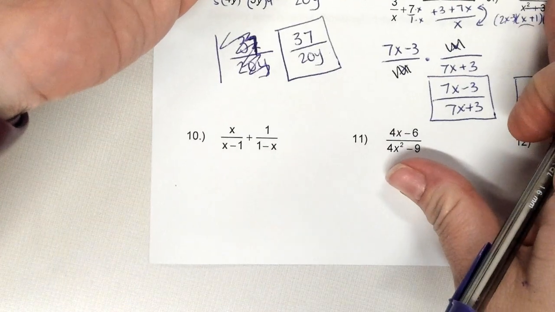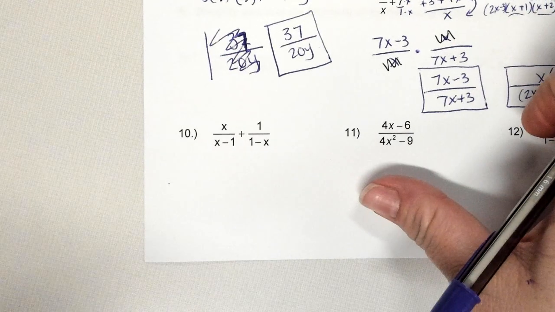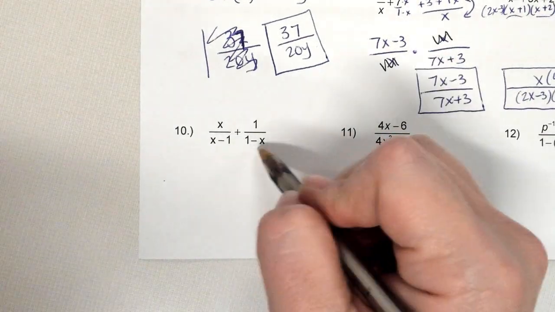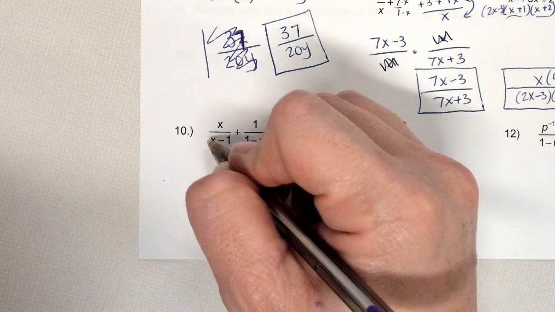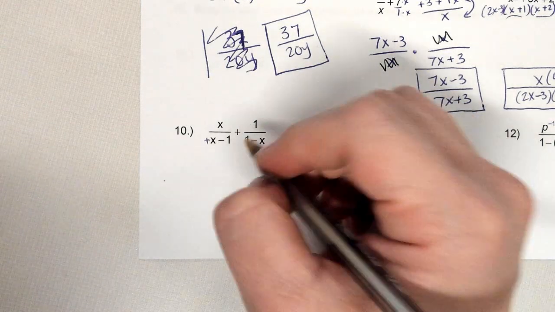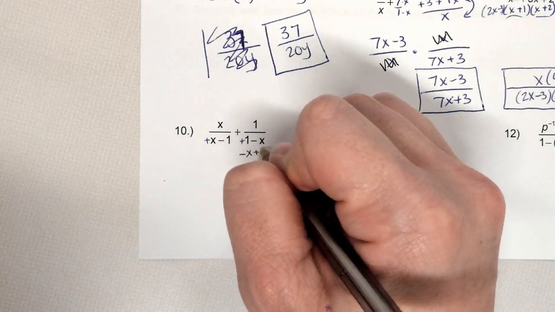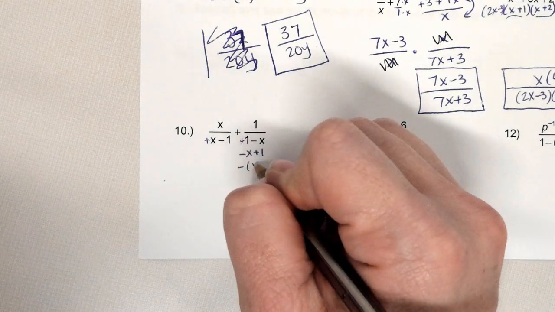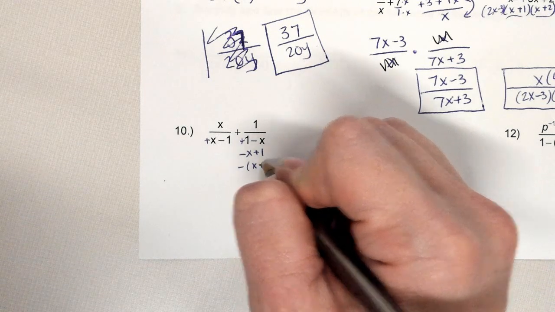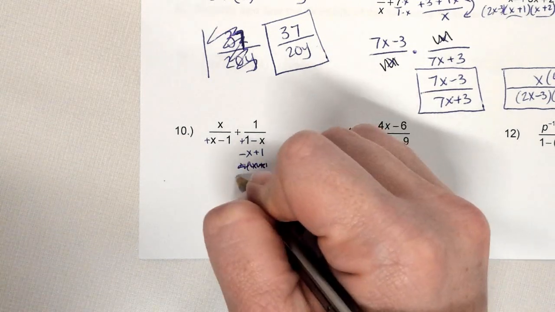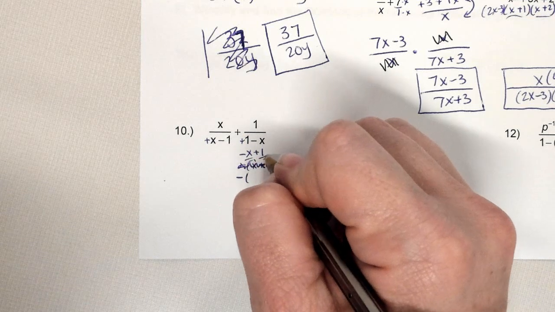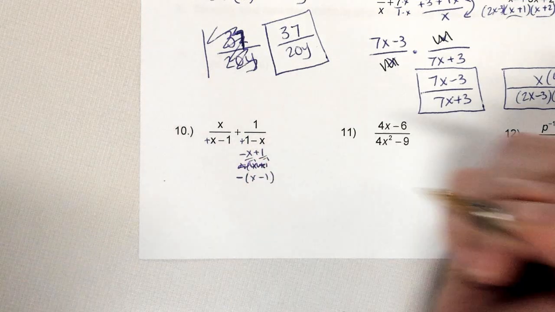Okay, look at number 10. Here is one of the ones that confuses y'all because they look the same, but they're not, because this is a positive x minus 1, and this is a positive 1 and then negative x. So when I reflip this, I get this, and I have to take that negative out. And when I take it out, that's like dividing by negative 1, and I get x minus 1 on the inside.